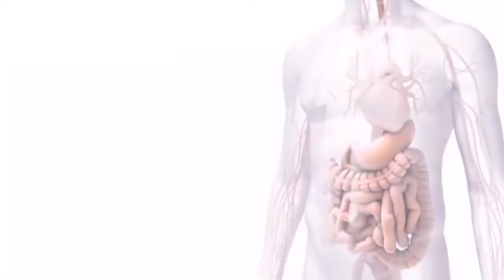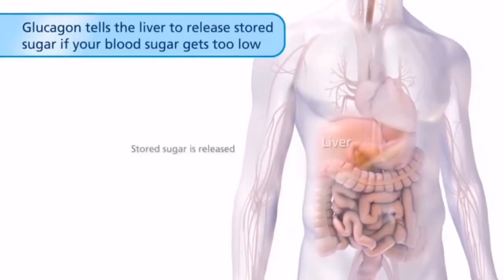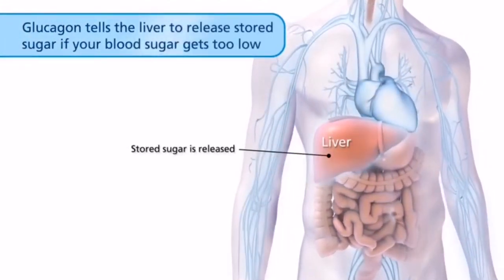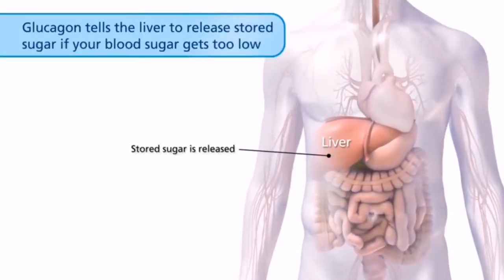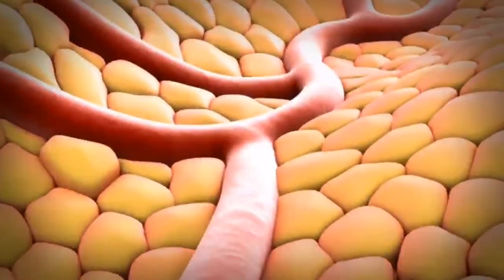In addition to insulin, there is also another hormone made in the pancreas called glucagon that tells the liver to release stored sugar if your blood sugar gets too low or if you have not eaten for many hours, such as overnight. What other hormones are involved in diabetes?